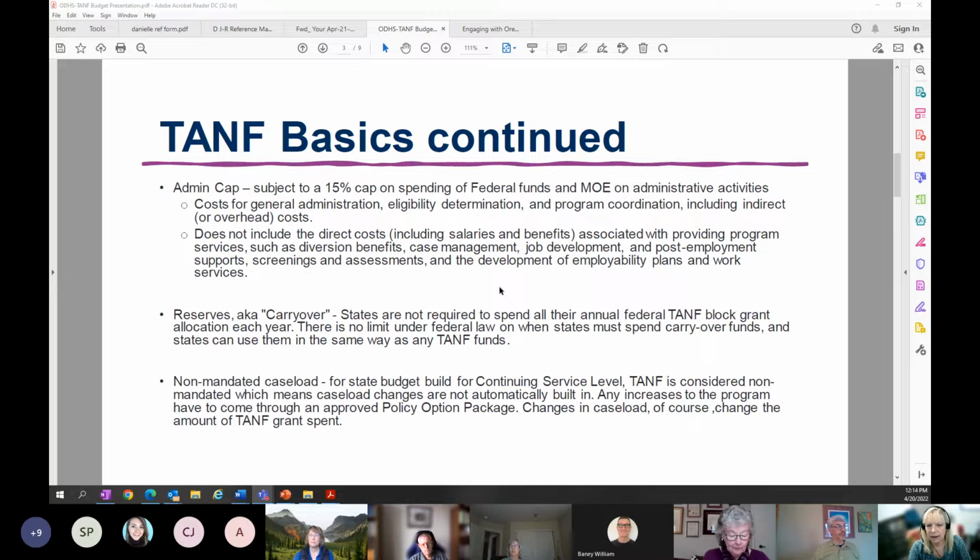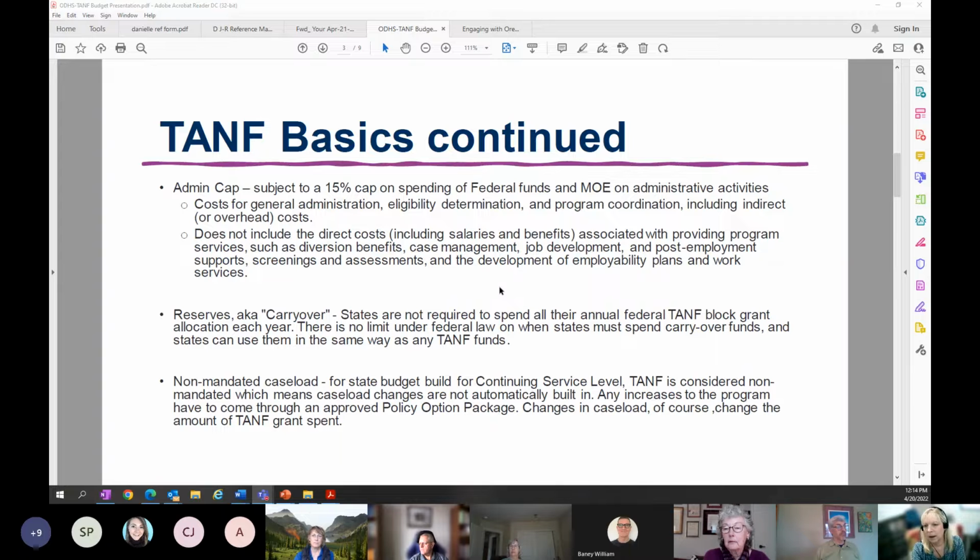Another piece that is somewhat interesting if you're doing budgeting, and this is a state budgeting piece, there's a concept called mandated caseload or non-mandated caseload. And that is a definition that our Department of Administrative Services develops and is part of how we build our biennial budget. So we start with what's called the base budget, which is basically the amount of budget that you have coming out of our February short session. And that's the basis of the next biennium's budget.